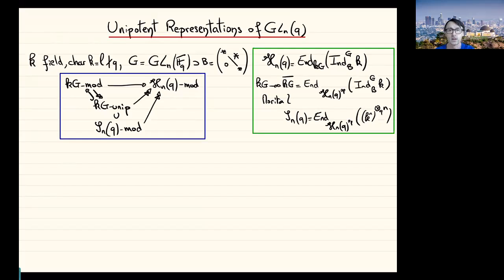So if we look at this green square, it tells us that the module category of the q-Schur algebra is equivalent to the module category of a quotient of kG, this kG bar, which by pulling back gives rise to kG-modules. So we can view the category of modules over the q-Schur algebra as a subcategory of the category of modules for the general linear group. And we have this square underlined in blue, which is a commutative diagram.